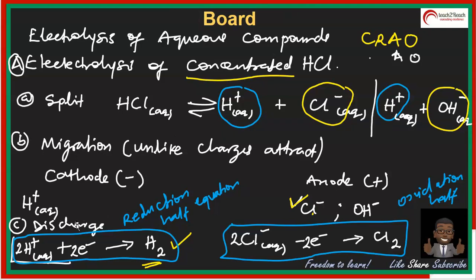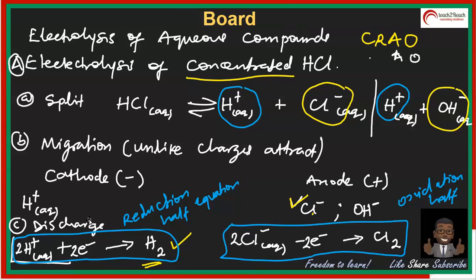So hydrogen ion is the only ion that will migrate to the cathode because unlike charges attract, positive ions will be attracted to the negative electrode. So that's where hydrogen ion comes. Then for the anode, you have your chloride ion and your hydroxide ion. Both of them migrate to the anode. Since we have two ions migrating to the anode, there's going to be competition between the ions.